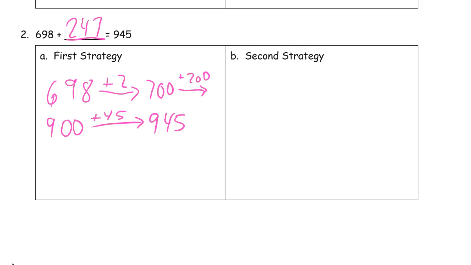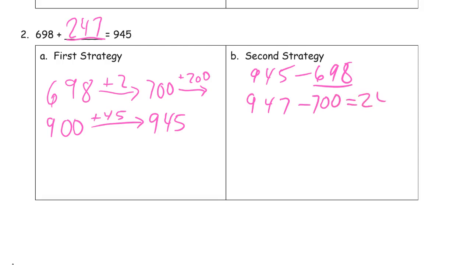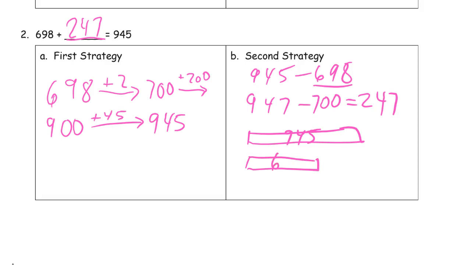And for my second strategy, I can think of this as a subtraction problem. And then I would have to do 945 minus 698. Well, my subtrahend is almost 700. So if I just added 2 to both of these, I would have 947 minus 700, which would give me 247. And if I want to draw a picture of it, there.